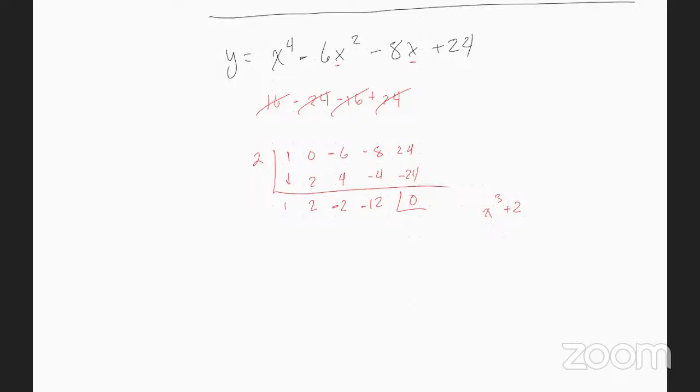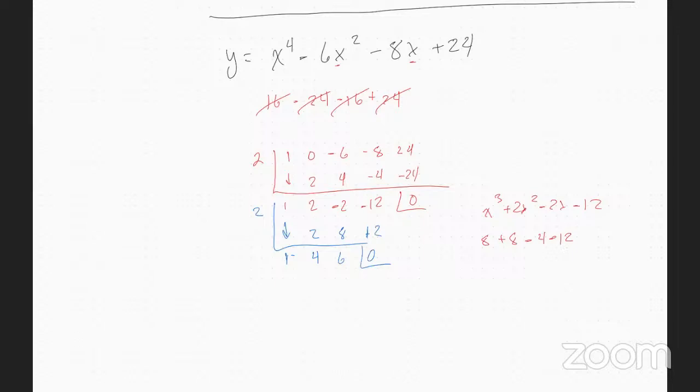We could try 2 again. Let's see if 2 works twice. 2 cubed is 8. 2 times 4 is 8, negative 2 times 2 is negative 4, negative 12. Hey, look at that. It worked again. Somehow I just knew there was going to be multiplicity 2. So now we're going to do 2 again. Bring the 1 down, multiply, add, multiply, add, multiply, add. And there we go. x squared plus 4x plus 6.